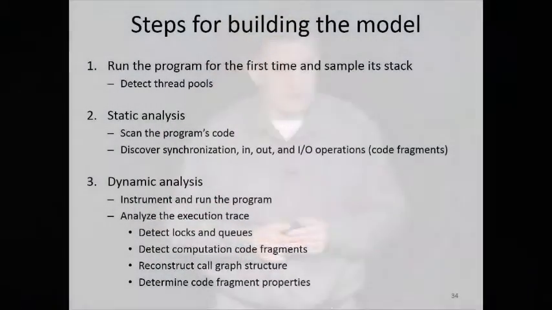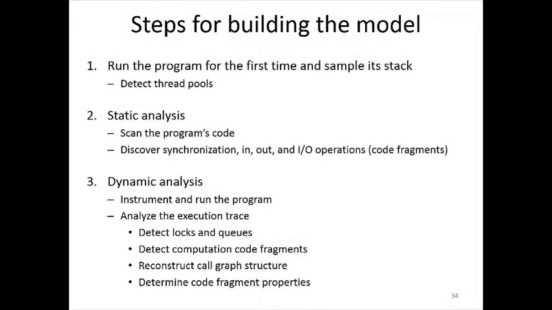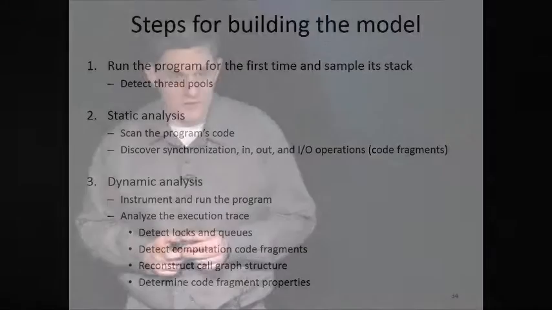With regard to the steps for building the model, our methodology involves three distinct steps. First of all, we run the program, sample its stack and detect thread pools in it. Then we scan the source code of the program and discover code fragments in this source code. Then finally, during the third step, it's the dynamic analysis. We instrument the program, run it in a specific configuration, and get all the rest of the information from the model trace. So I will briefly touch on all these steps.